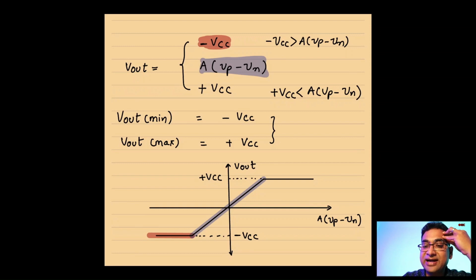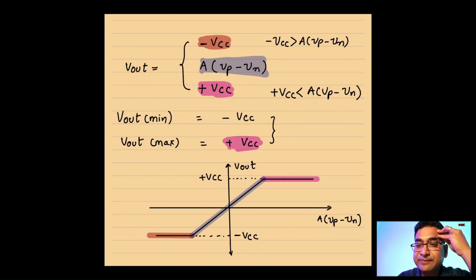Similarly, the region of operation here corresponds to plus VCC. V output maximum is plus VCC. That is what is shown in the purple color here. Now, shown in the reddish color is the negative VCC. So let me color code them.